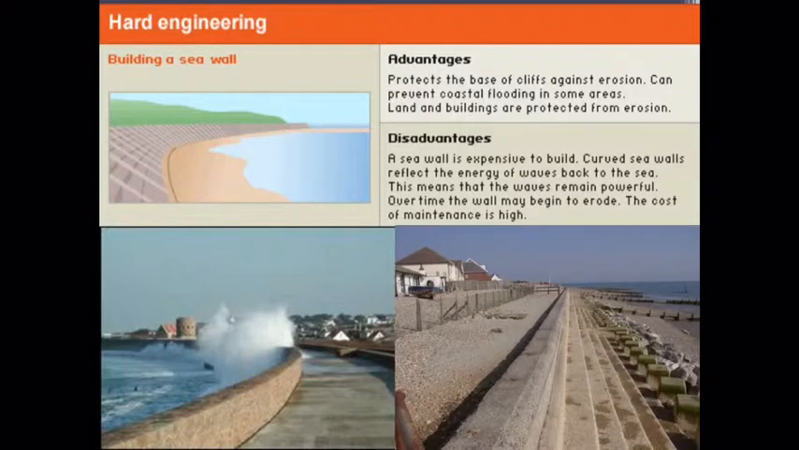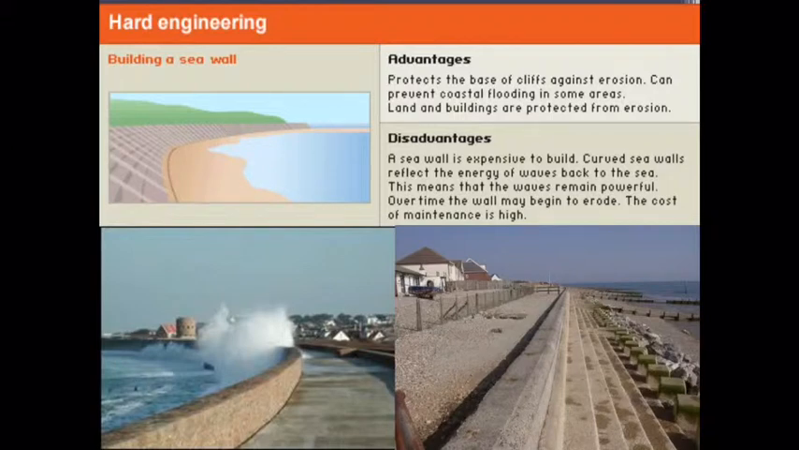So they have the advantage of being very effective at protecting against erosion. And they can also protect against coastal flooding in some areas. Coastal flooding is where the sea inundates the land due to storms or exceptionally high tides. Lands and buildings are protected. This is very common, it's very expensive, it's very immediate, and it works very, very well to protect areas with high economic value. So if there's ever anything that needs protecting which has a high economic value, a seawall should be placed.